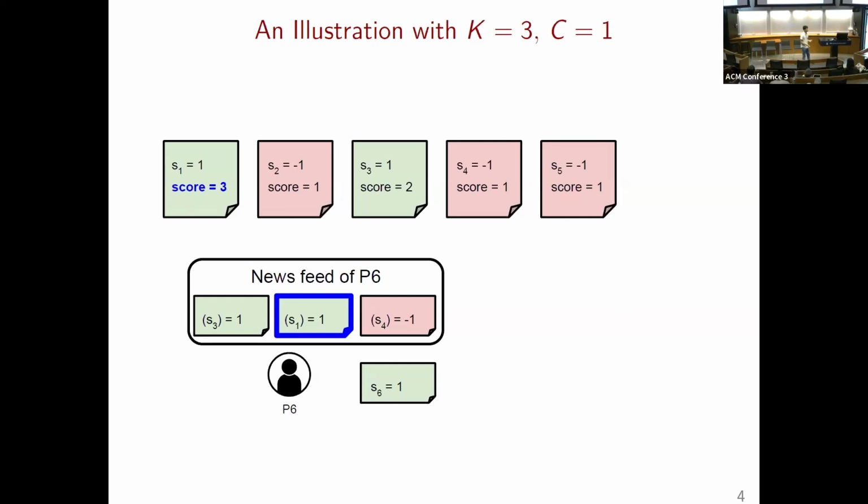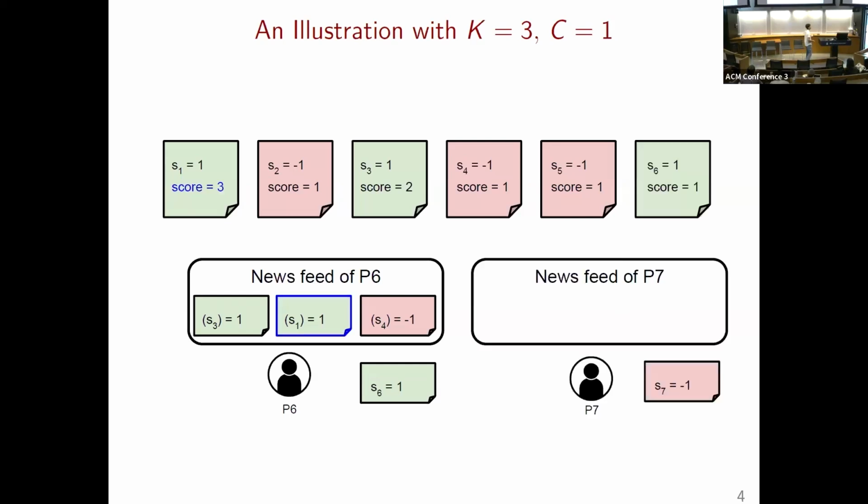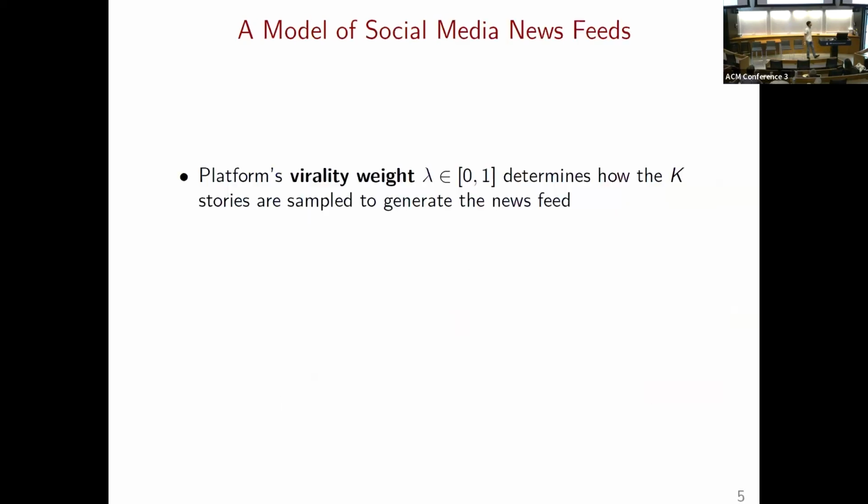Its score goes up by 1. Now it's more likely to be sampled by the next person. The next person arrives, gets a sample, decides what to share, and so on. And this is going to keep on continuing.